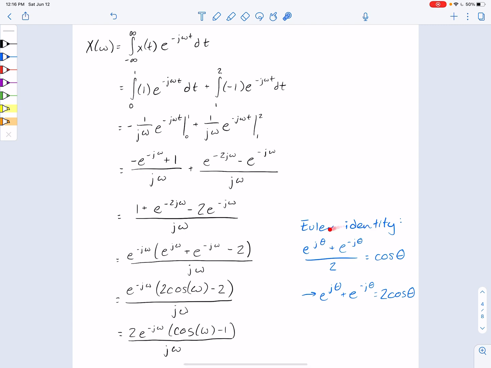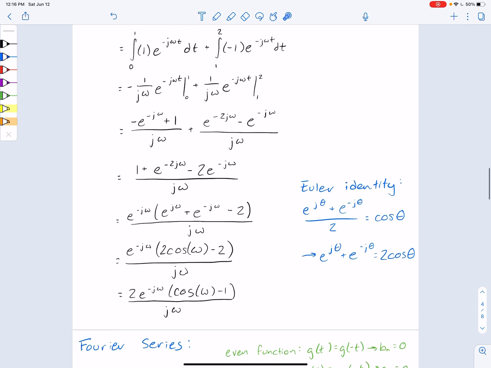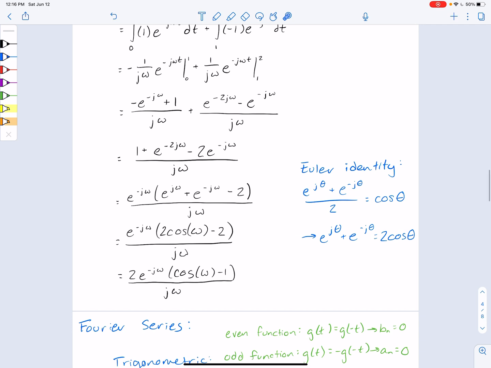So looking at the Euler identity for cosine, I say, oh, well, I don't have it divided by 2, but that's an easy fix. I could just bring it over to the other side. So I substitute in 2 cosine omega here. And then after this, I could just factor out the 2, and this is the final answer.